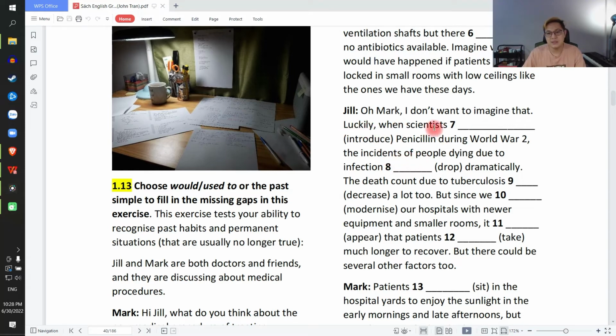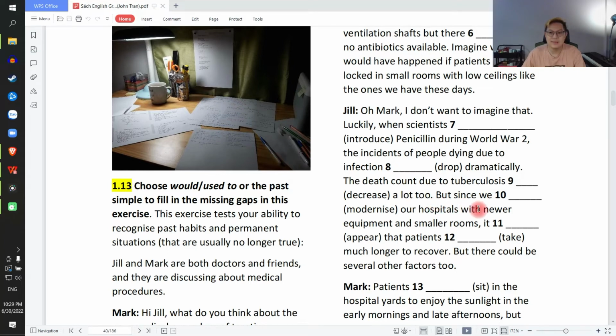Đó là may mắn thay khi những nhà khoa học giới thiệu đưa ra cái thuốc penicillin trong cái Thế chiến thứ hai, thì những cái ca bệnh của con người mà chết do là nhiễm khuẩn nó đã rơi xuống, nó đã giảm một cách rất là kịch tính. Dropped dramatically. The death count due to tuberculosis, number 9, decreased a lot too. The death count, số lượng người chết do là bị bệnh lao đã giảm rất là nhiều nữa.